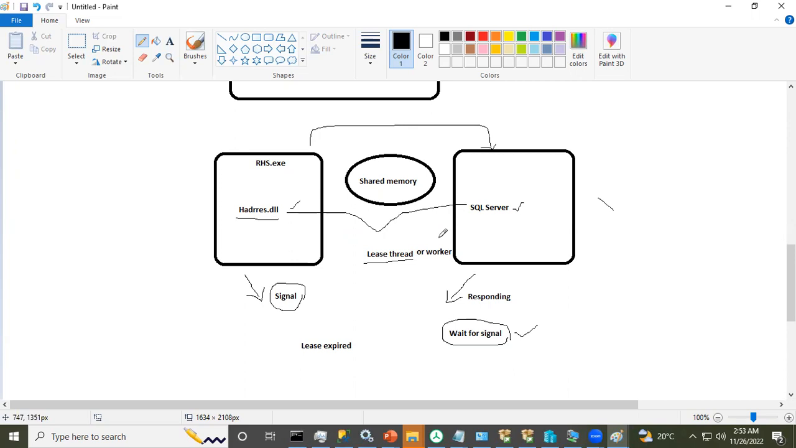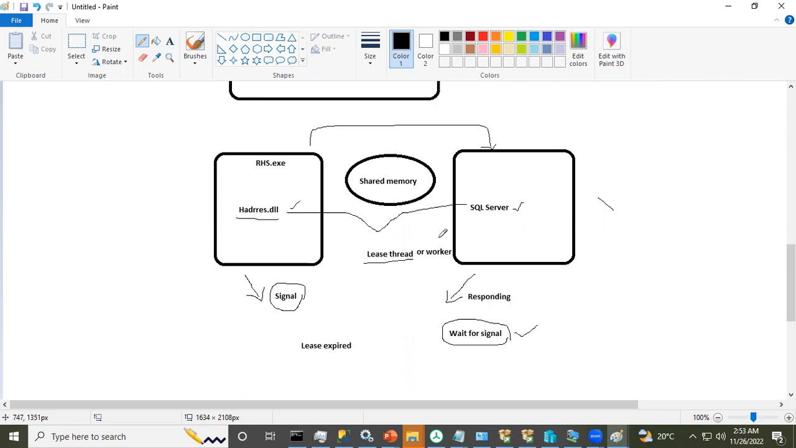What is a lease mechanism? A lease is an agreement, or heartbeat, between your cluster resource DLL, or your HADR resource.dll, and the SQL Server. If either of these two is not responding to the other, then we consider that the lease expired.